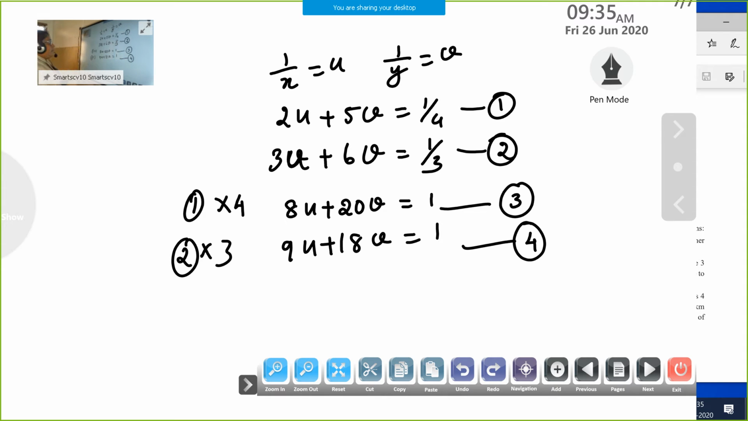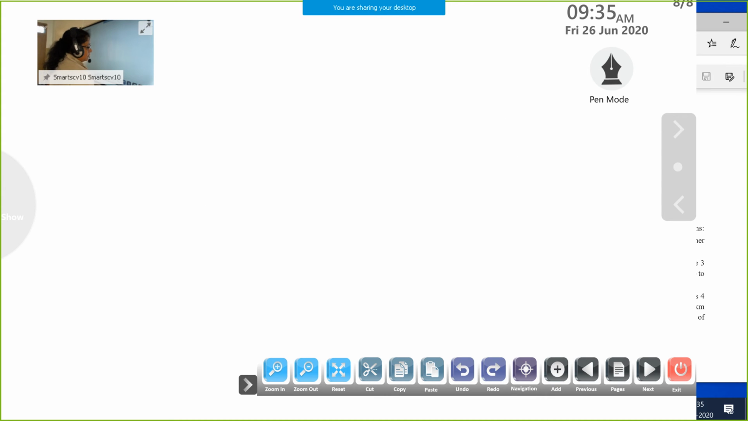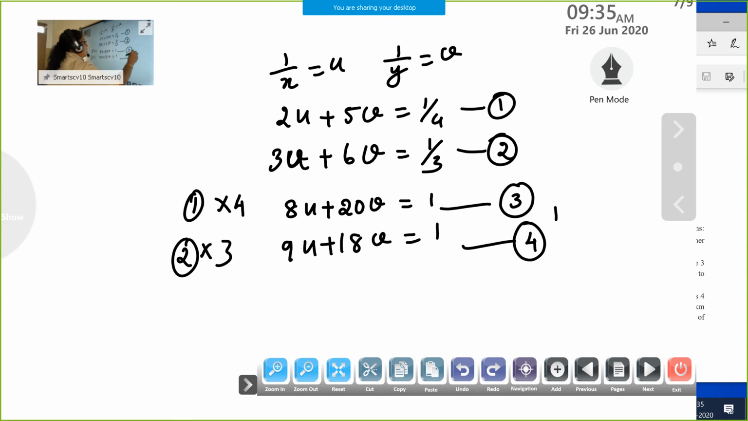Solve the equations, find the value of u and v, and substituting it into equations 1 and 2, find the value of 1 by x and 1 by y. Okay, 5 more minutes. That's a homework question. Last one is the homework. Complete it. Find the values of u and v in the homework question.